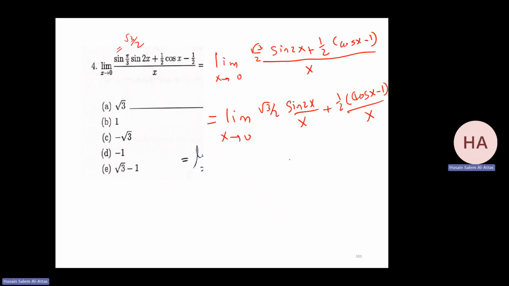This is 0. This is 0. This is 0. This one goes to where? To 2. So I have square root 3 over 2 times 2 plus 0. So the answer is square root of 3, which is this.